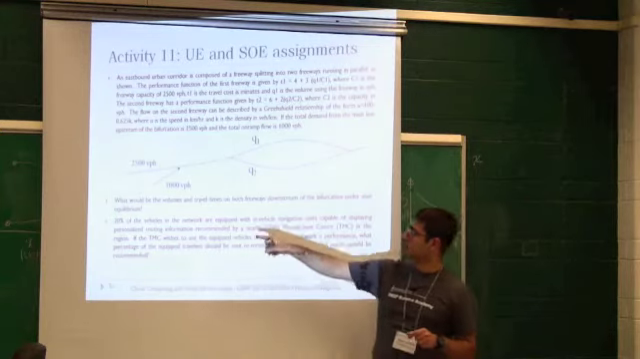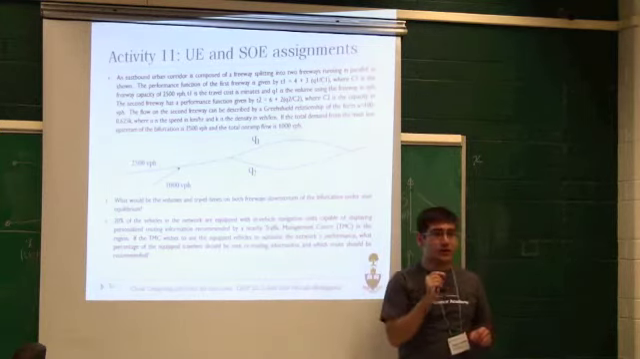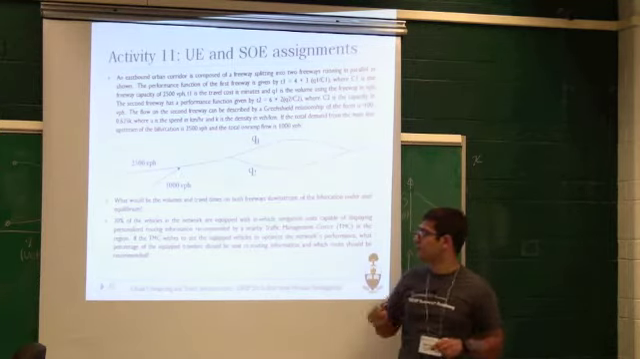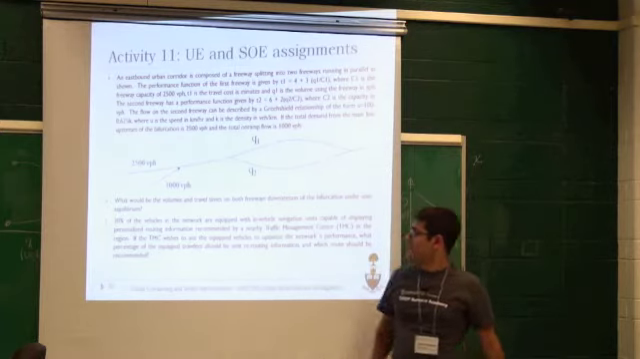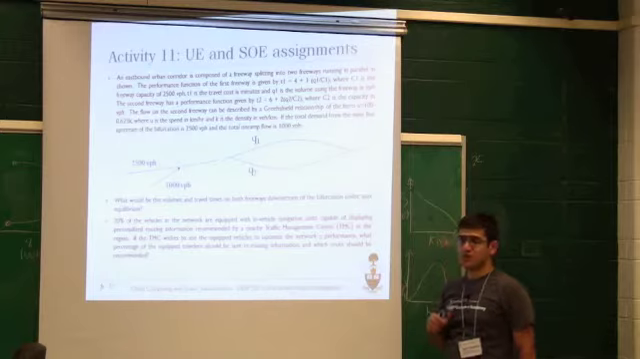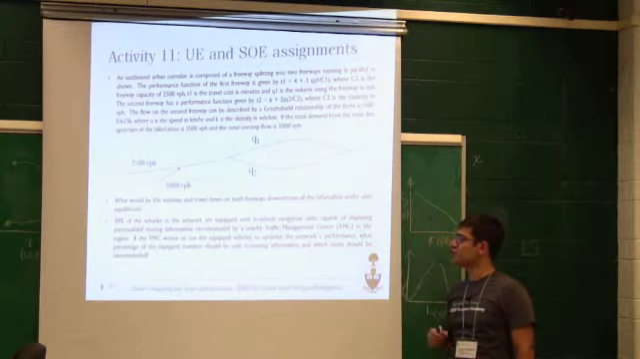However, here you can only communicate with 20% of the vehicles. Okay? You can't communicate with everyone. So the question is, if the TMC wishes to use the equipped vehicles to optimize the network's performance, what percentage of the equipped travelers should be sent rerouting information and which route should be recommended?